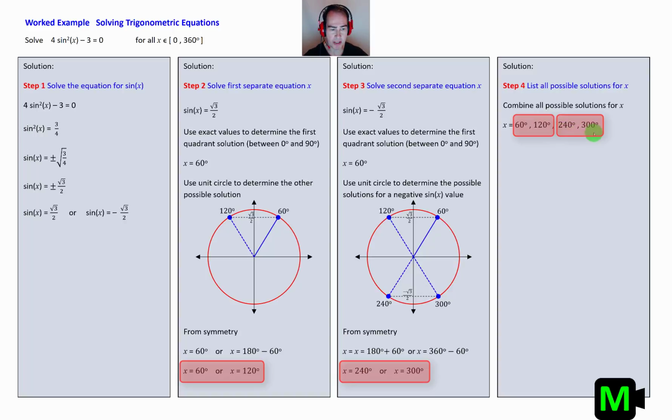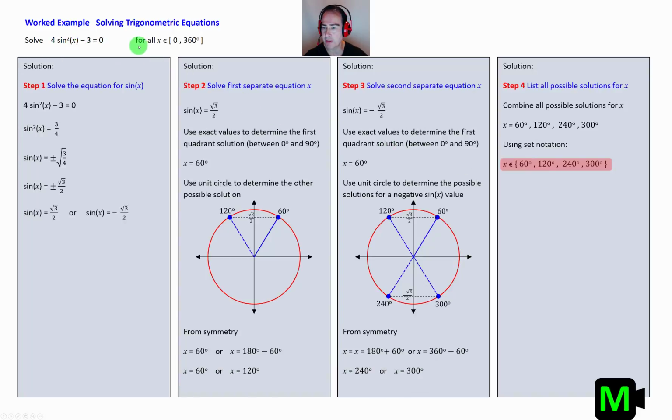However, sometimes it's nice to express these as a set in set notation. So we say that x is an element of the set {60, 120, 240, 300} degrees. These curly brackets represent set notation. I like to highlight the solution so that it's easy for anyone looking to find out the final answer. Comparing our solution to the original question, we see that in fact we have answered everything.